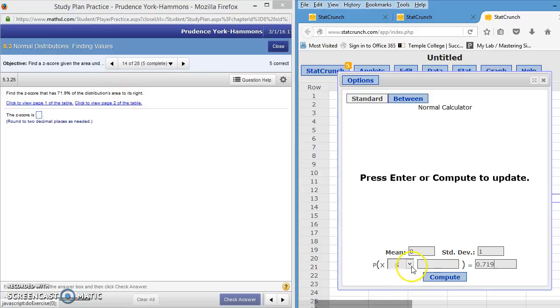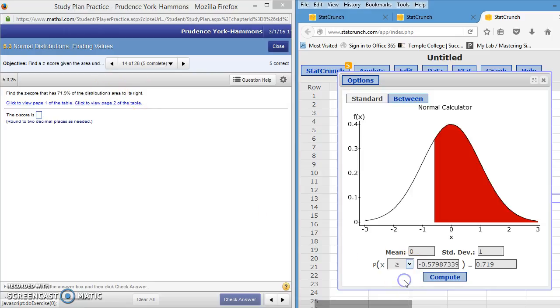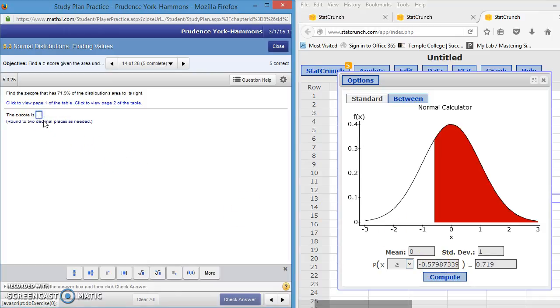And then if it's on the right, I don't want less than or equal, I want greater than or equal. And when I click the inequality, you can see that it computed the actual z value, and you can see that the red area is on the right of the z-score. And so to 2 decimal places, I have negative 0.579, and this 9 will make that 7 round up to an 8. So negative 0.58.